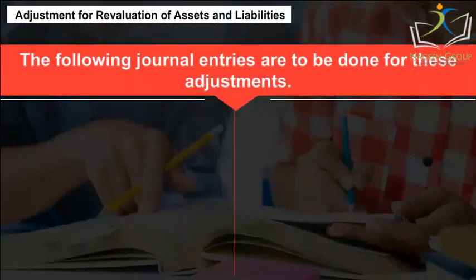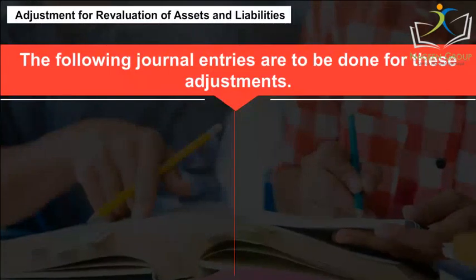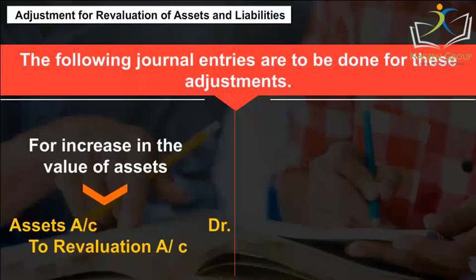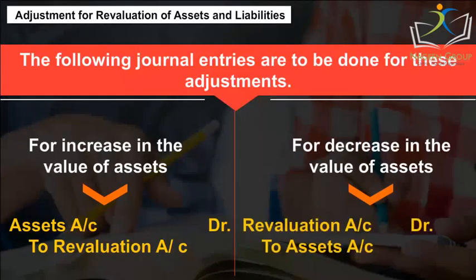The following journal entries are to be done for these adjustments. For increase in the value of assets. For decrease in the value of assets.